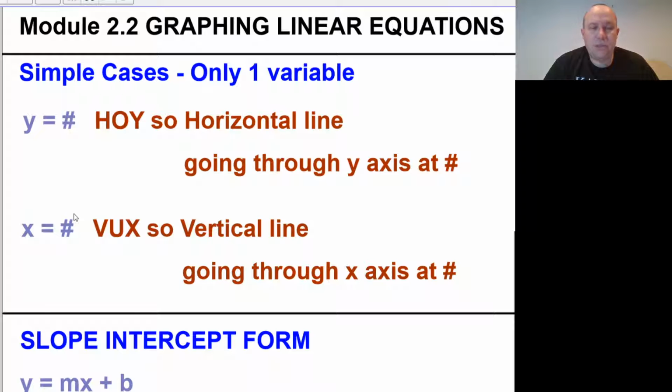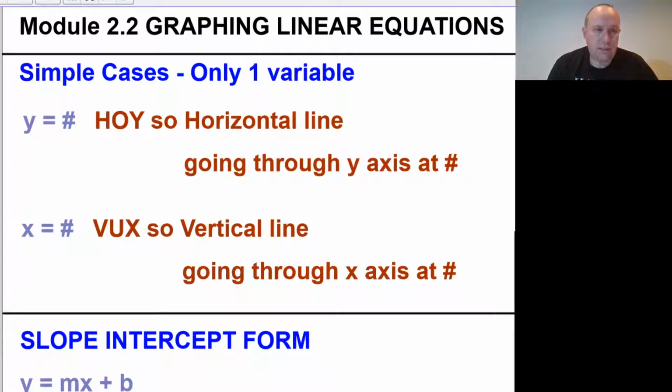And if we have x equals a number, once again, just a single letter, then I'm using the word with the x, which is Vux. So I would draw a vertical line, but this time going through the x-axis at whatever this number is. So x equals 3, you go to the x-intercept of 3, and then draw a vertical line straight through it. So this is the only one where we really plot x-intercepts.